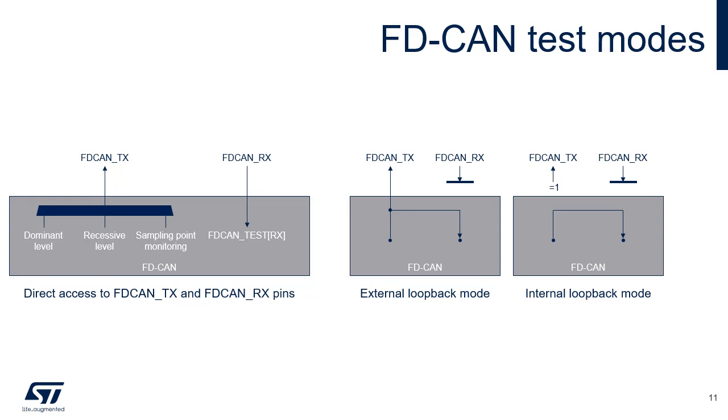Internal loopback mode can be used for a hot self-test, meaning the FDCAN can be tested without affecting a running CAN system connected to the FDCAN TX and FDCAN RX pins. In this mode, the FDCAN RX pin is disconnected from the FDCAN, and the FDCAN TX pin is held recessive.